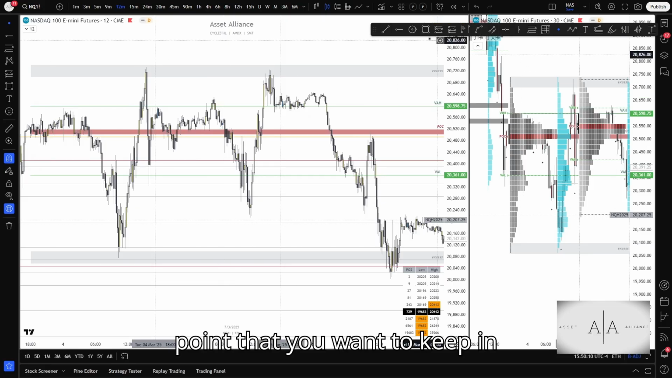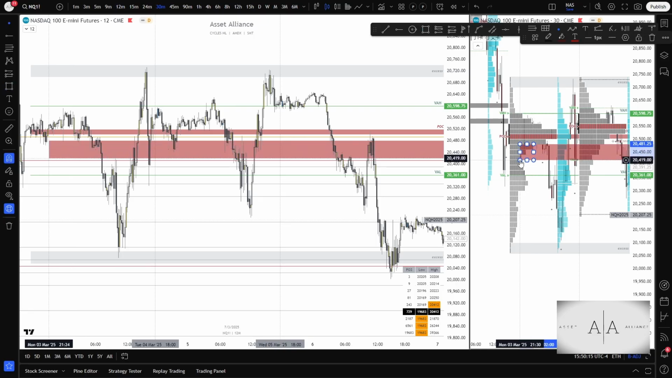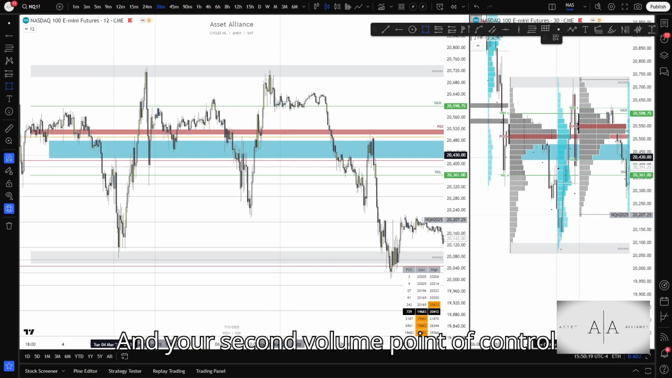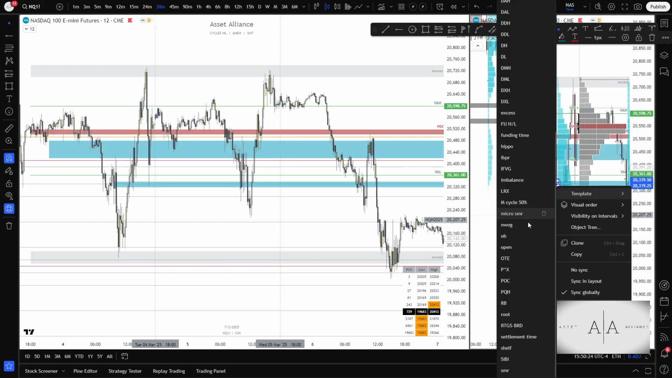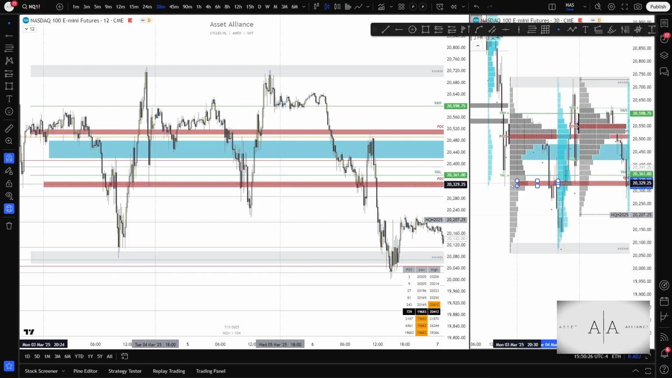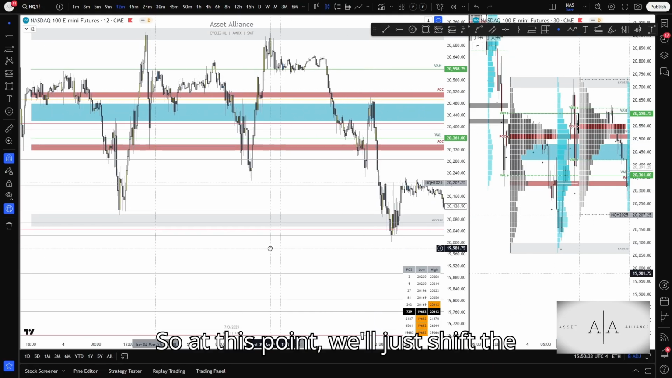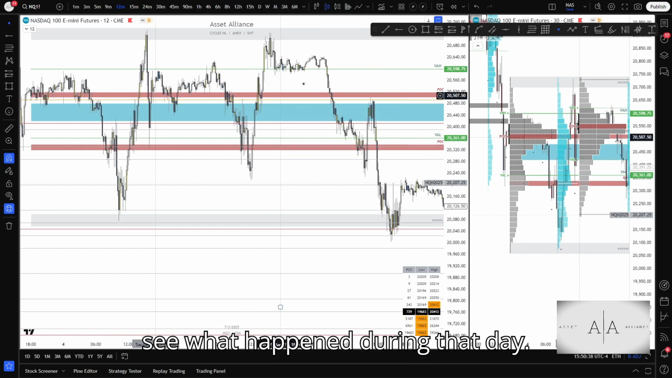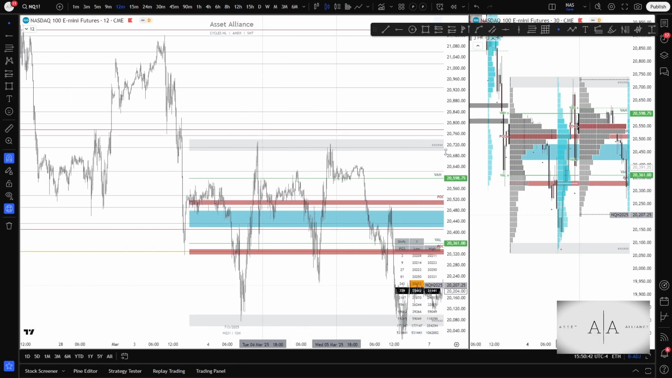But a point that you want to keep in mind, there's a shelf here. And your second volume point of control here. Just putting everything right. So at this point, we'll just shift the dealing range +1 so that we can see what happened during that day. Right.